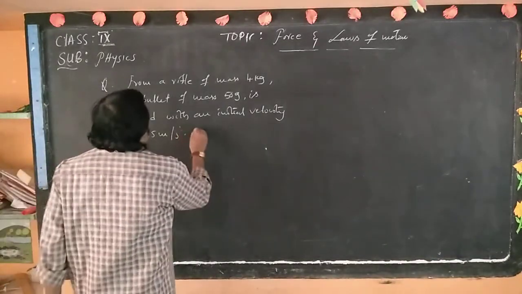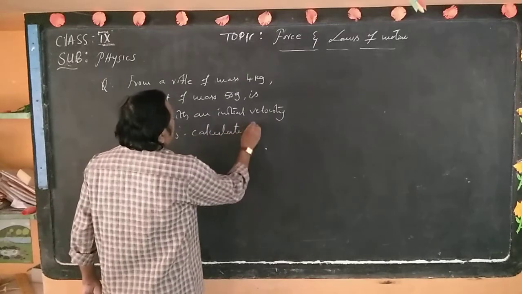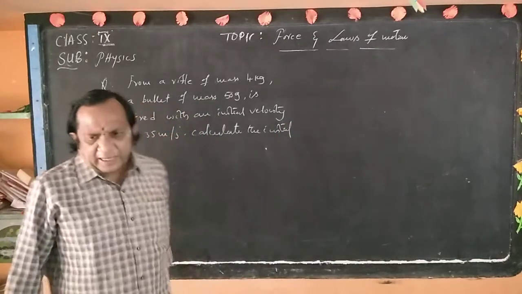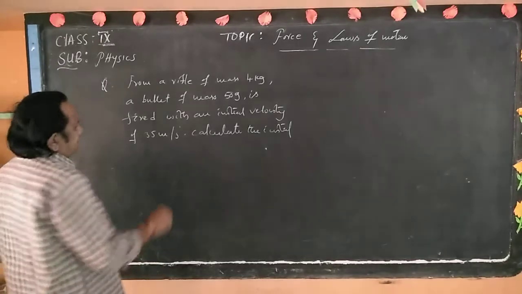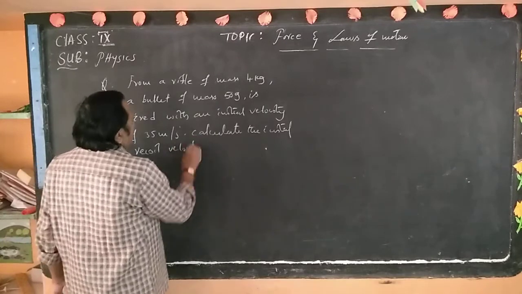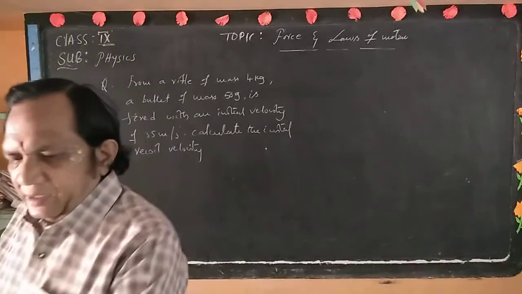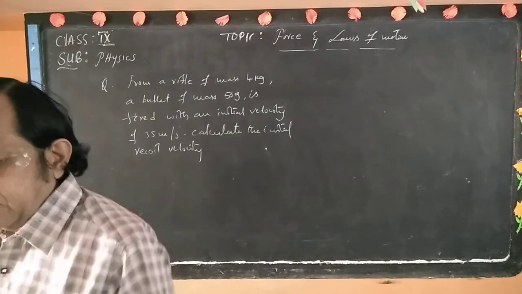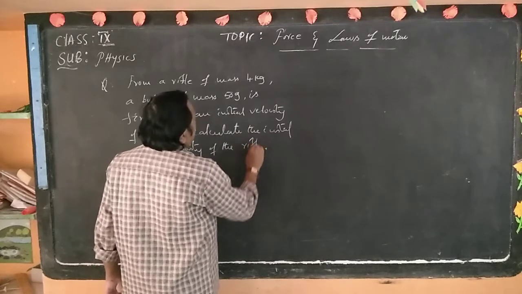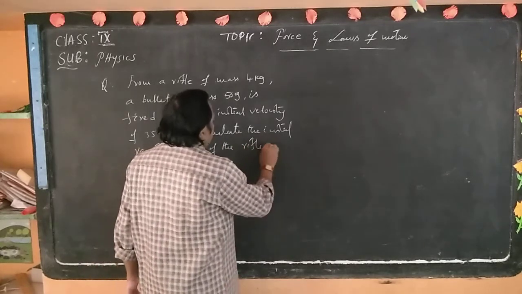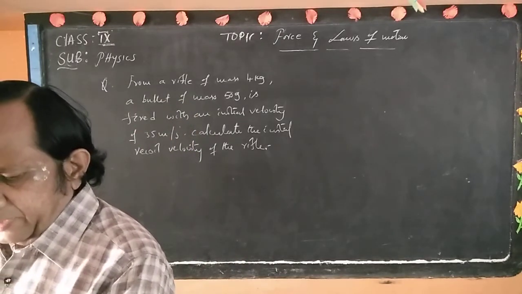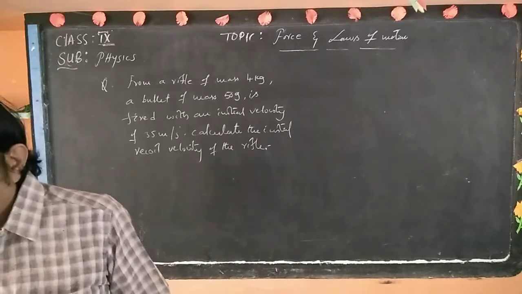Calculate the initial recoil velocity of the rifle. That's the question. So here I can consider the application M1 V1 plus M2 V2 is equal to 0.